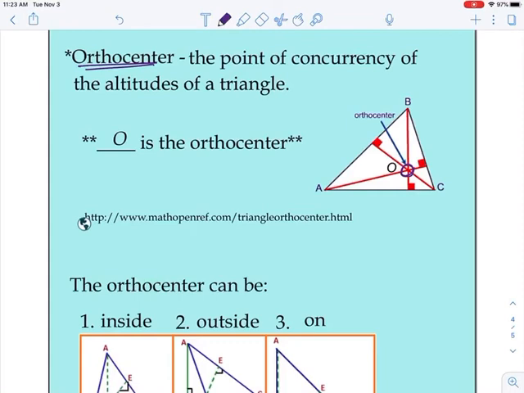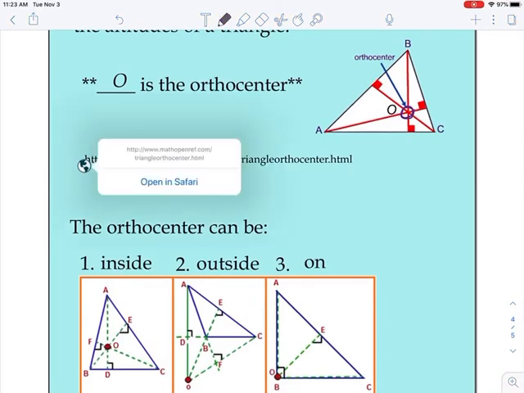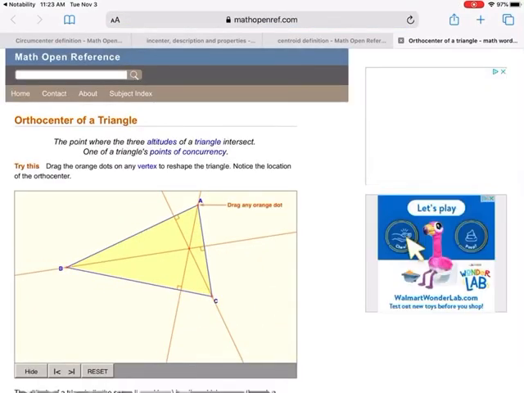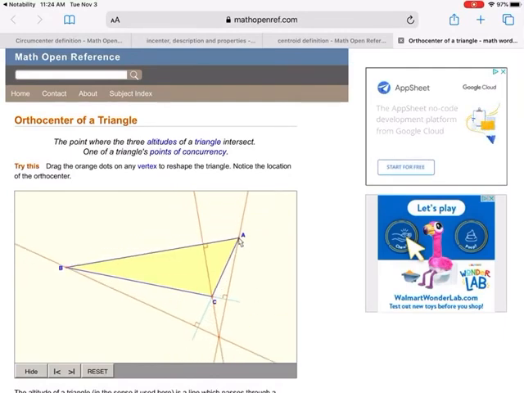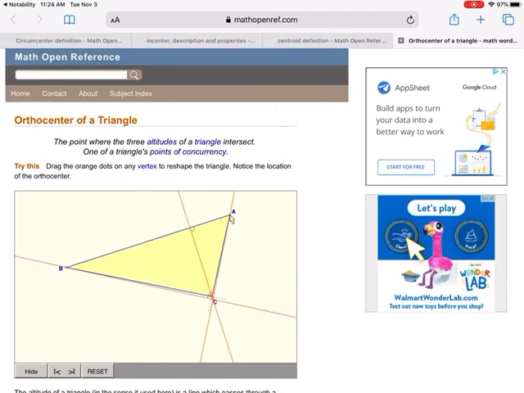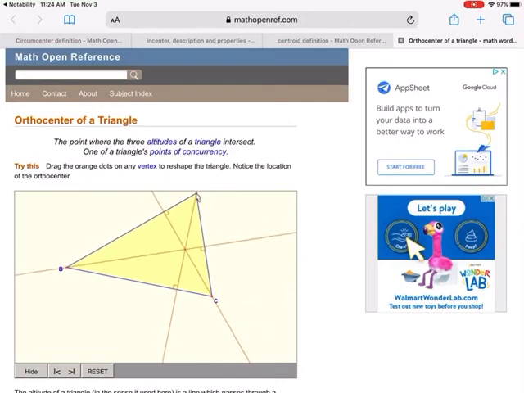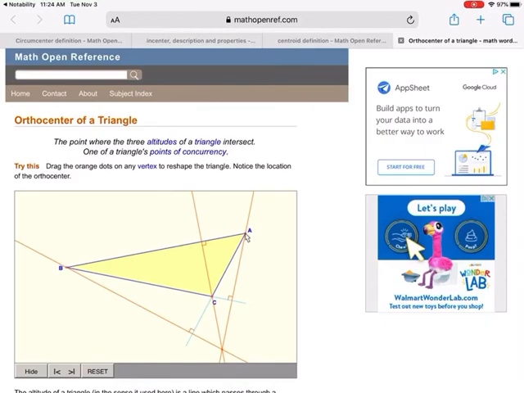Okay, and again, let's see where it's going to be located. You can see on the bottom here, it's going to be inside. It can be outside or it can be on, but let's go into this. And there again, you saw it move, but right now it's on the inside of that triangle. And if I take that and drag it, there it is on the outside, and there it is on. And notice when it's on it, that's a right triangle. So again, it could be inside, it could be on, or it can be outside.